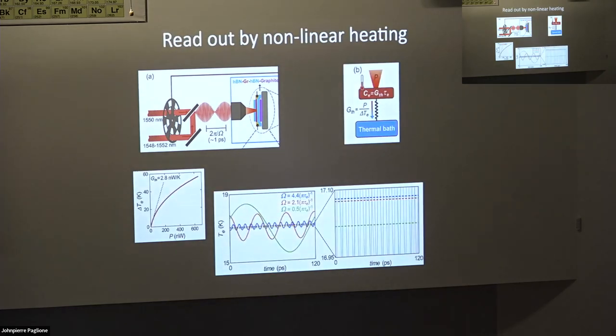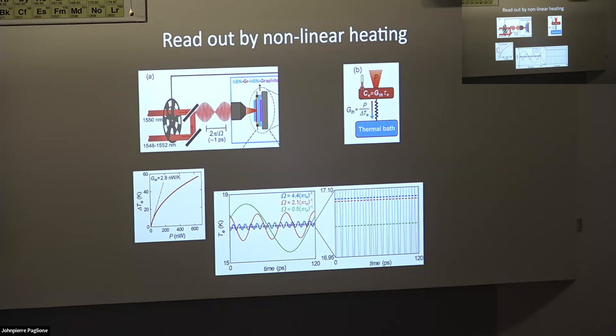Okay, so the problem is you have this temperature that's oscillating really fast, on a time scale of picoseconds, so hundreds of gigahertz. You can't measure temperature that fast, so you could never see these oscillations. So the really beautiful trick that they use is they're not measuring the time scale of the oscillations, they're just measuring the amplitude of the oscillations.